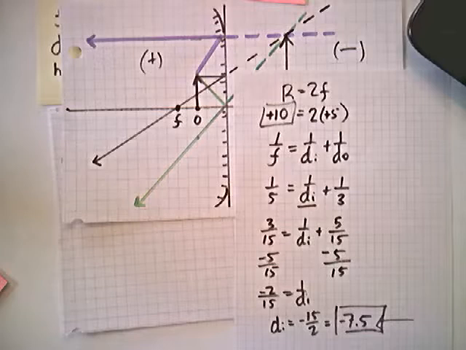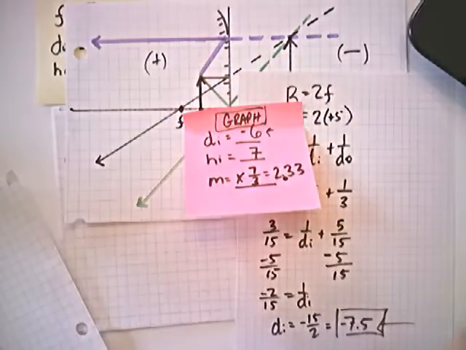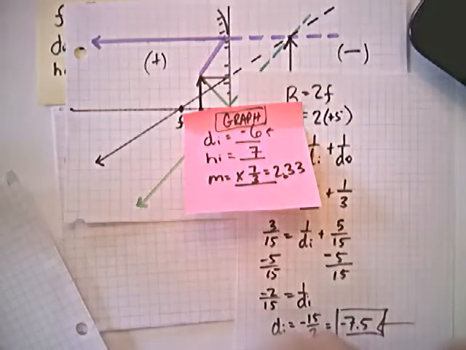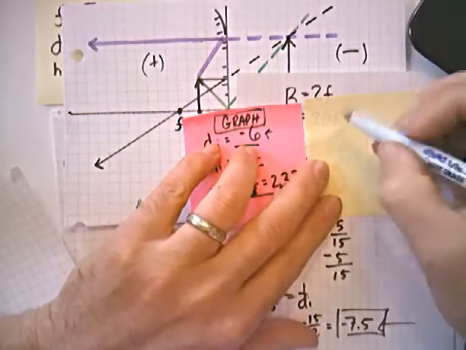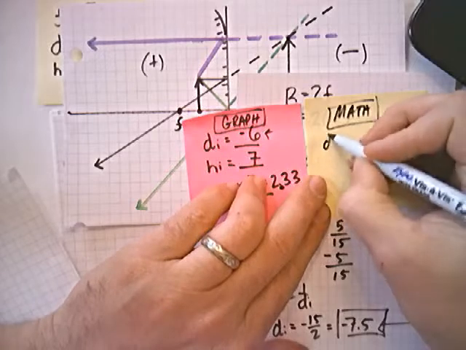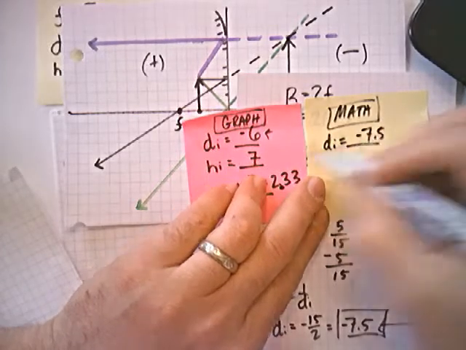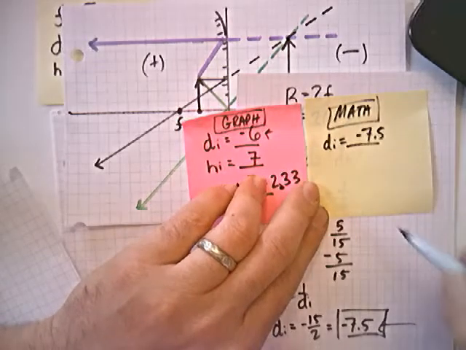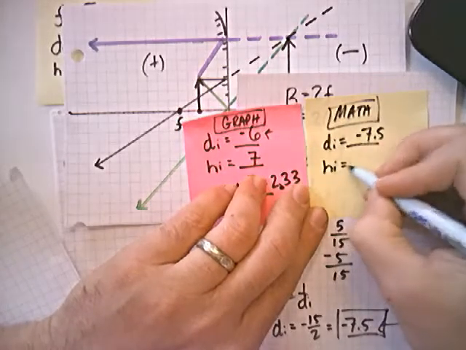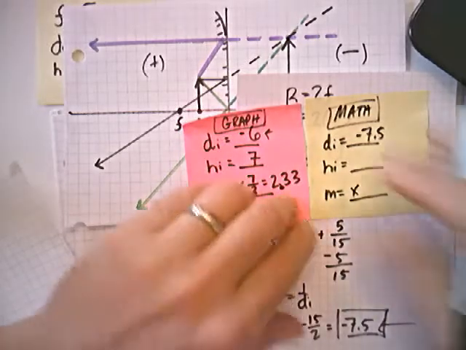Okay, so that's the first thing. Let's kind of make a little post-it note for our math answers as well, I guess. So we had graph answers, and now we're going to have math answers. Math. Okay, and the first thing we got from math was negative 7.5. We had negative 6. This is negative 7.5. Now we got to find some other things like the height of the image and then the magnification.